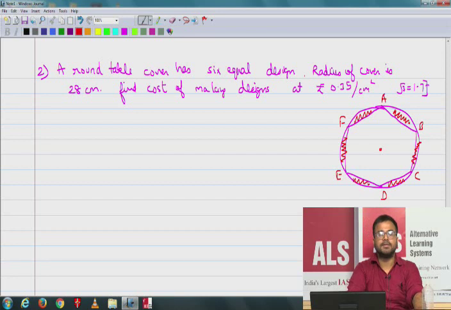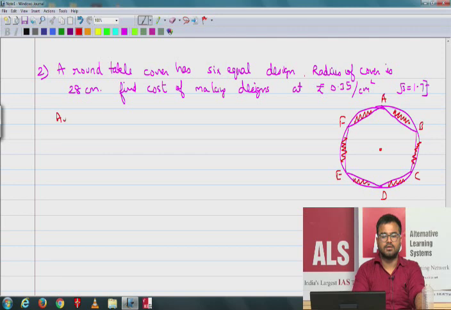And let me tell you one more thing, a hexagon is made up of 6 equilateral triangles. So if you can find the area of one equilateral triangle, if you multiply by 6, you will get the area of the hexagon. Area of hexagon is equal to 6 times area of one equilateral triangle.